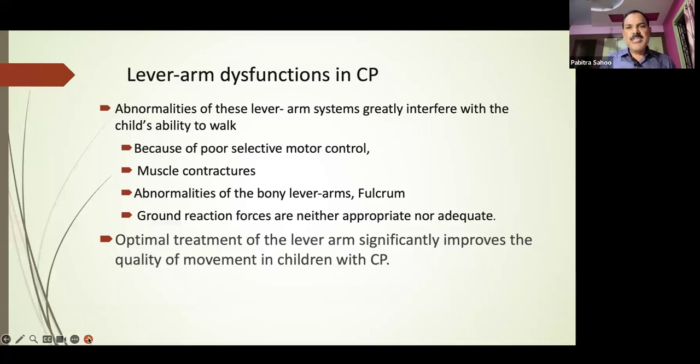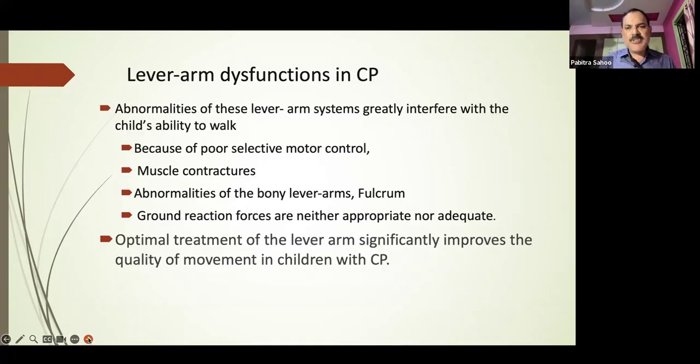Abnormalities of these lever arms greatly interfere with the child's ability to walk because of multiple factors. One is poor selective motor control. They don't have control of movements of the isolated muscles. They have combined group muscle action, without the synergy where the agonist is contracting and the antagonist is relaxing. That does not happen in CP. That creates disturbance in selective motor control, and sometimes both agonist and antagonist contract together. That also limits the motion around the joint. And in the long run, they also develop muscle contracture. Again, that creates lever arm dysfunction.